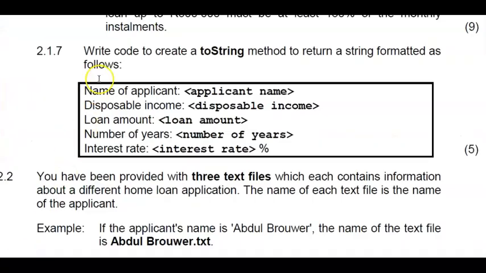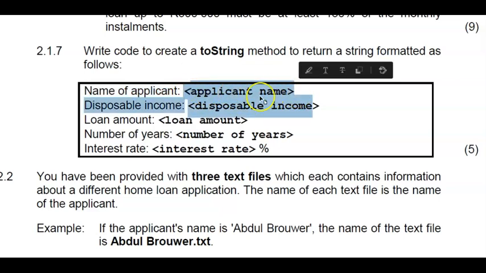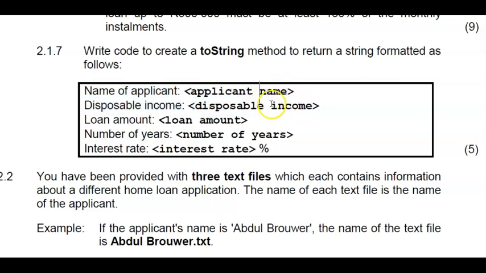Now we need to write code for our toString. Is it a procedure or a function? It's always a function, no parameters. And they give us the example here. This means that's my labels. And then these guys in brackets, that would be my field names or even possibly a function that I could use in there. So press pause and try your toString.